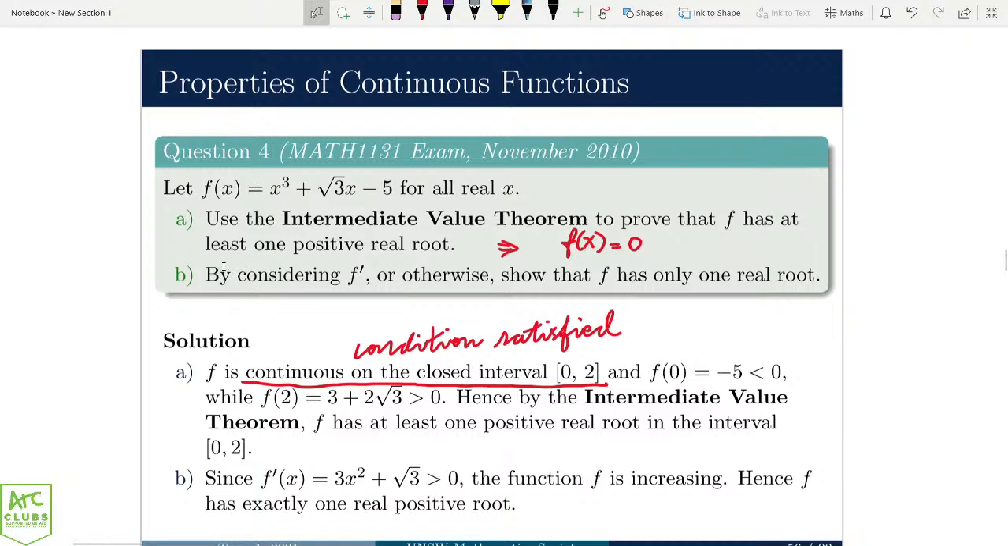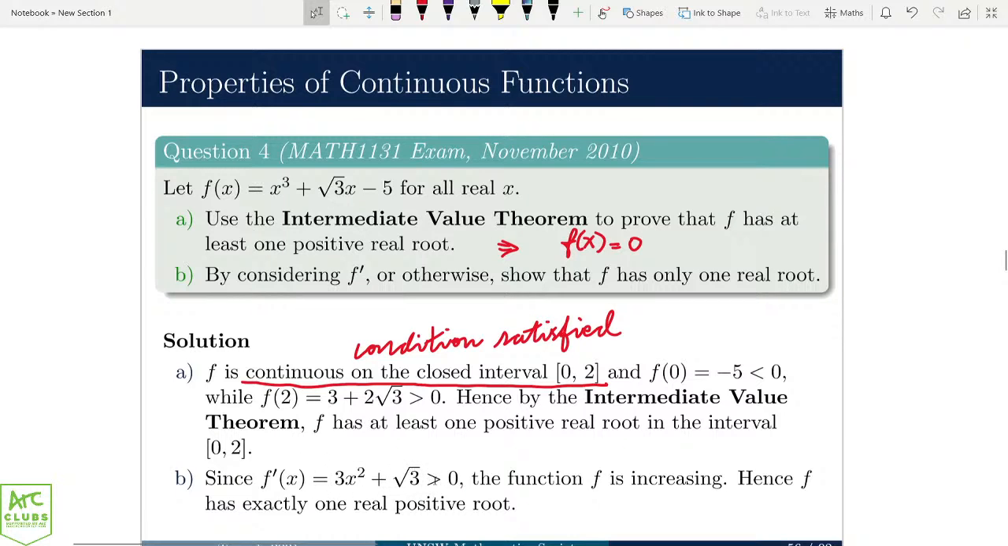Now part B is closely related to part A. It says here, by considering f dash, so the derivative function of our f(x), or otherwise, show that f has only one real root. Because they've suggested we consider f dash, that's exactly what we're doing here. Since f dash x is equal to 3x squared plus root 3, that's just some simple differentiation.